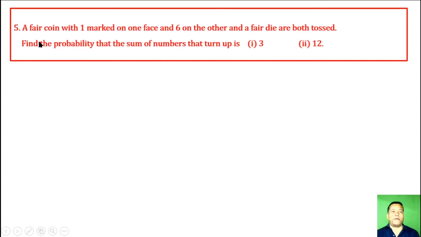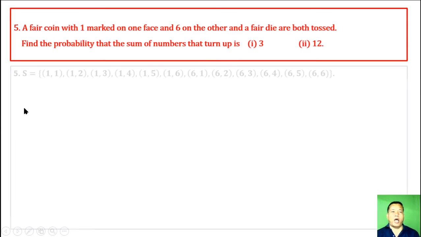Number 5. A fair coin with 1 marked on one face and 6 on the other, and a fair die are both tossed. Find the probability that the sum of the numbers that turn up is 3, and the probability that the sum is 12.